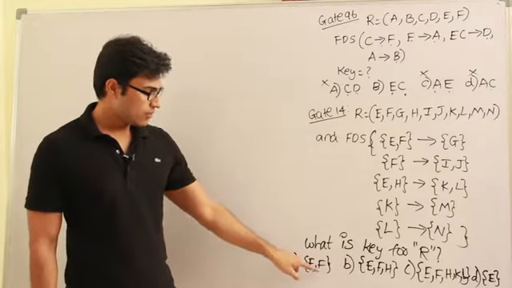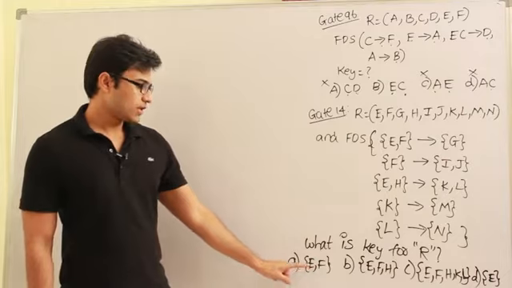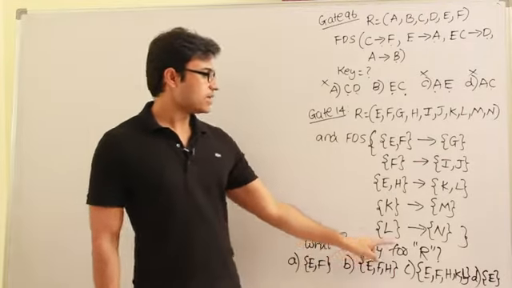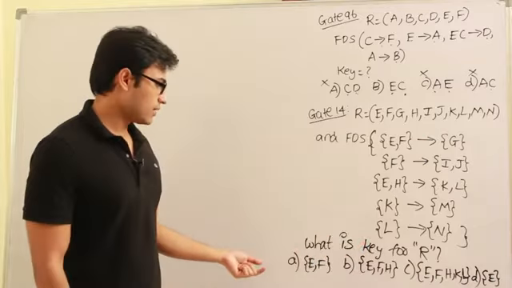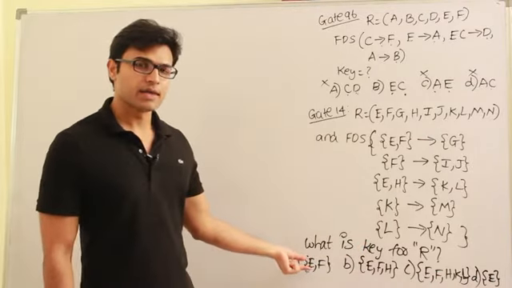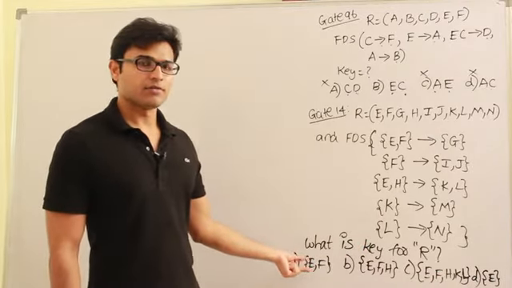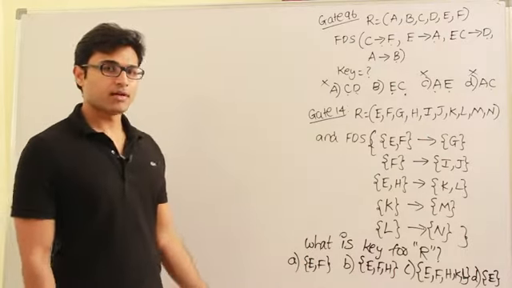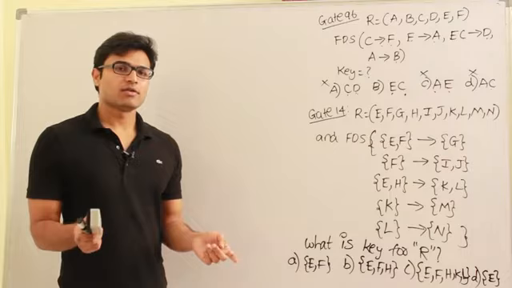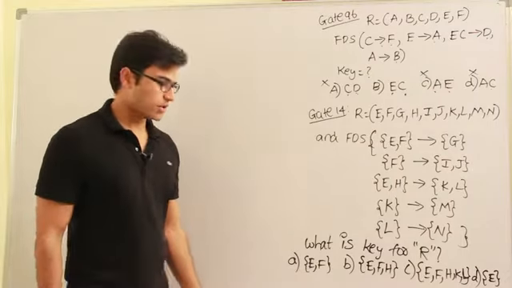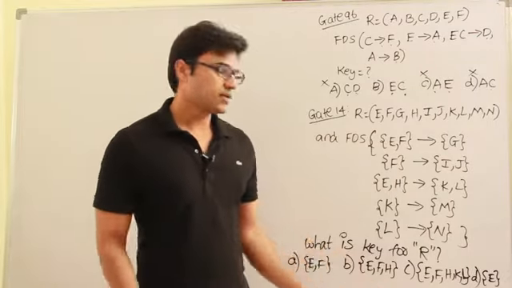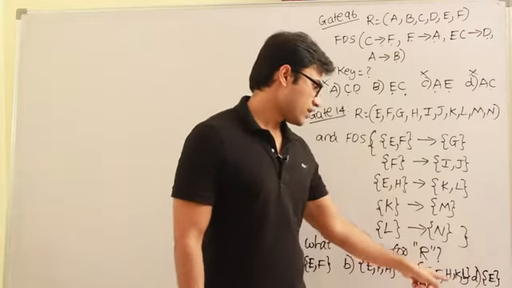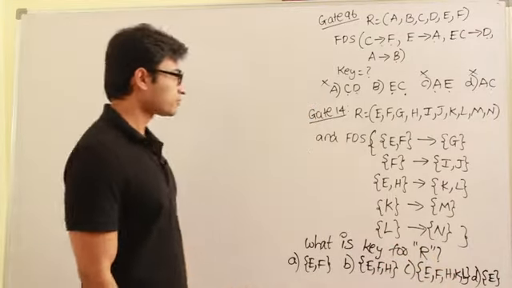So they don't mean that it is actually two different keys E and F, because the wording is what is the key for R. From that wording you should understand that they are not talking about E and F as individual keys. They wanted to say E and F, both attributes combined together. And here also E, F and H, these three attributes combined together. Here also E, F, H, K, L, and last one is E, right?